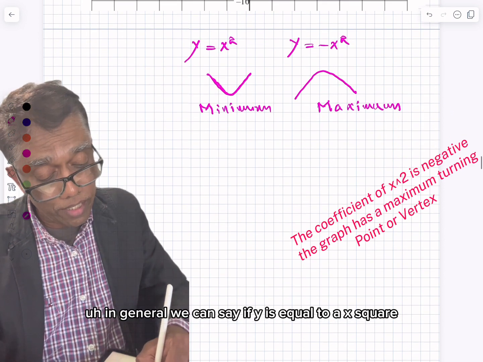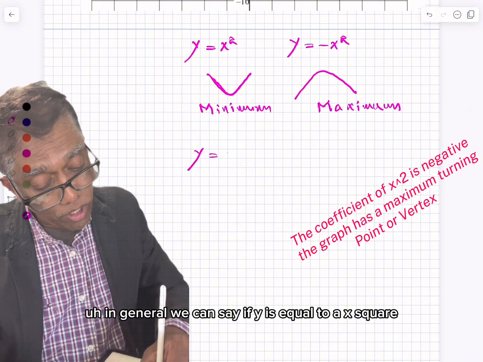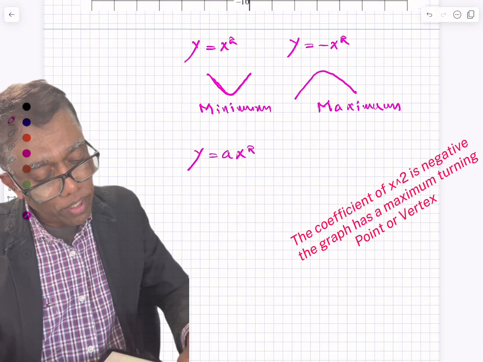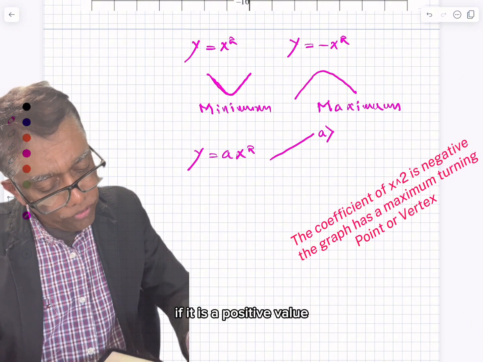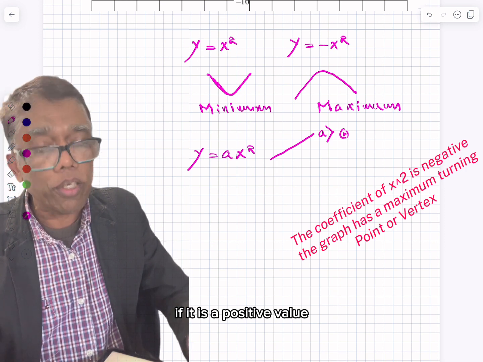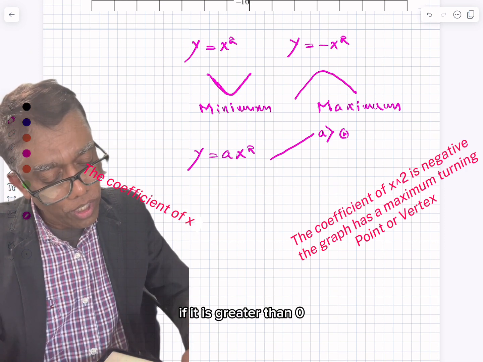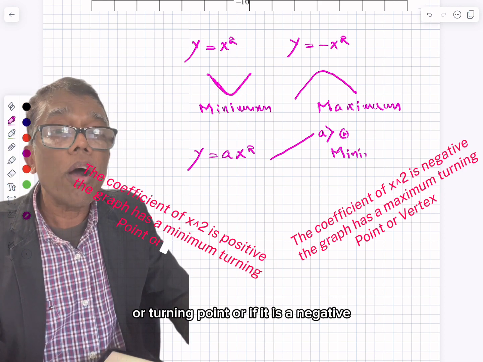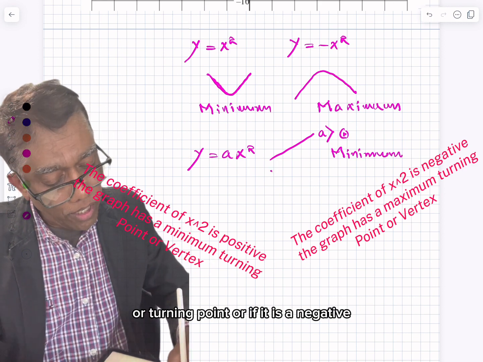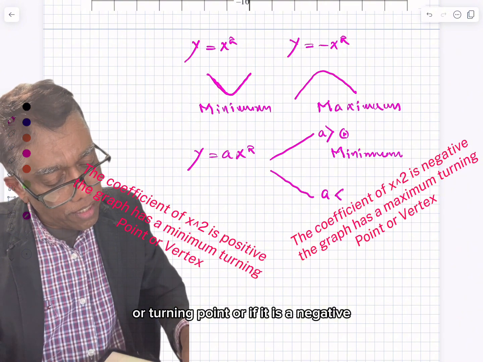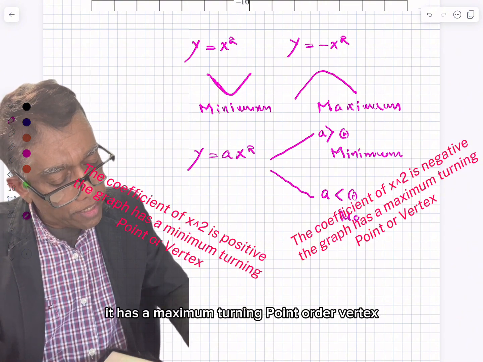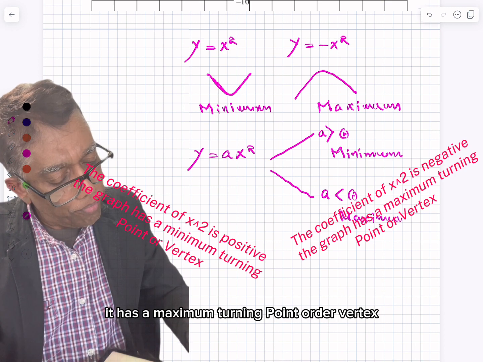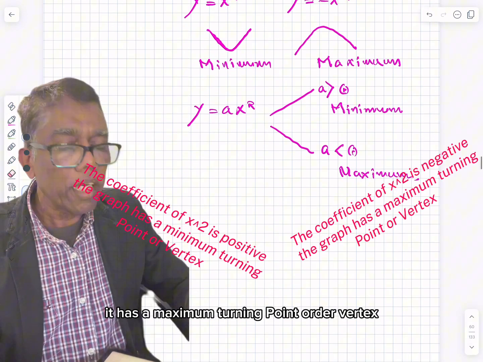If it is negative, we can say it has a maximum. In general, we can say if y is equal to ax square, if a is a positive value, if a is greater than 0, this graph has a minimum value as the vertex or turning point. Or if a is negative, it has a maximum turning point or vertex.